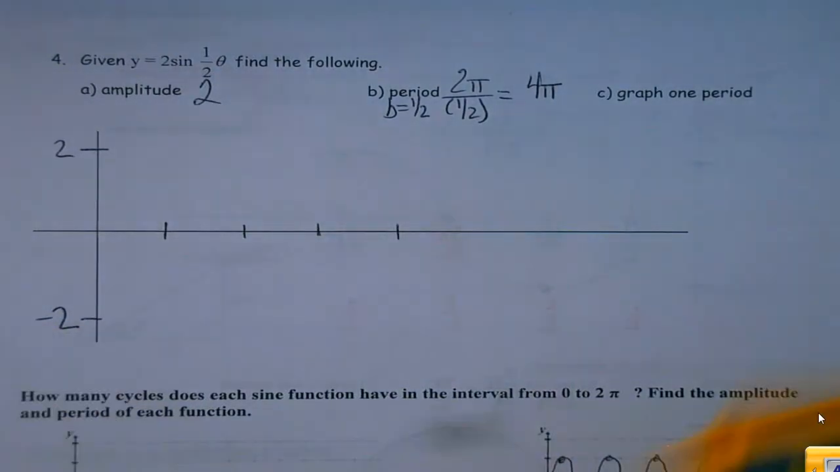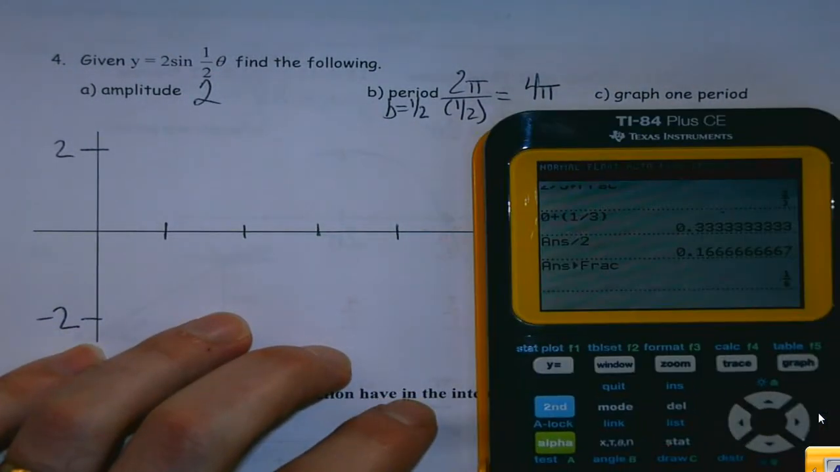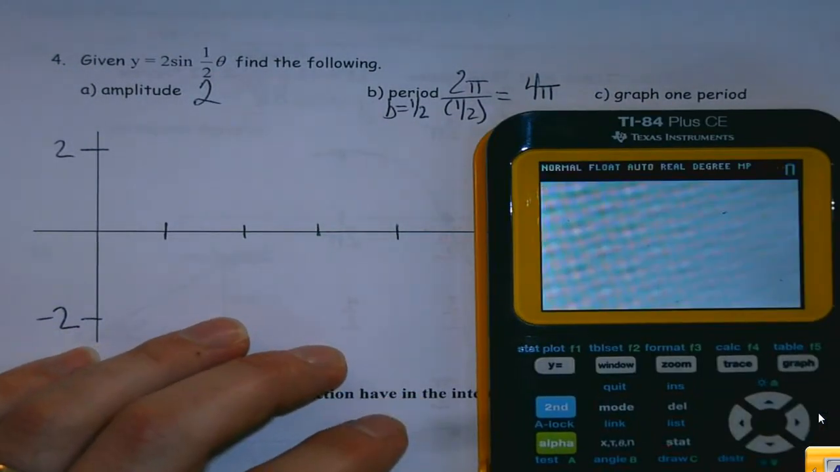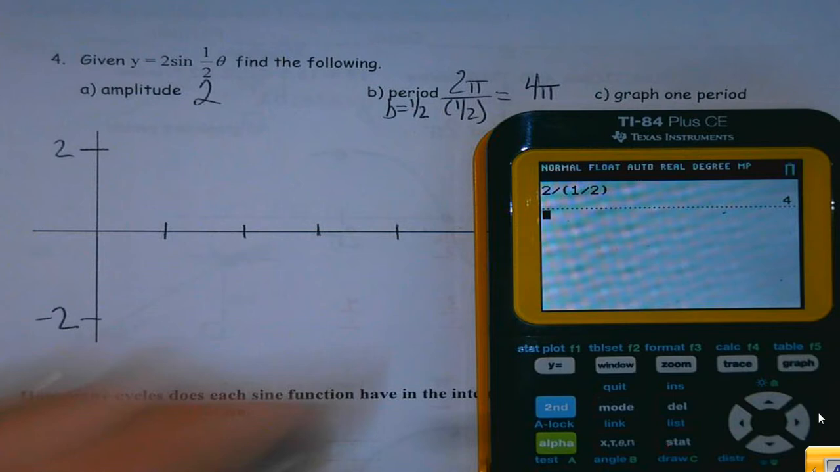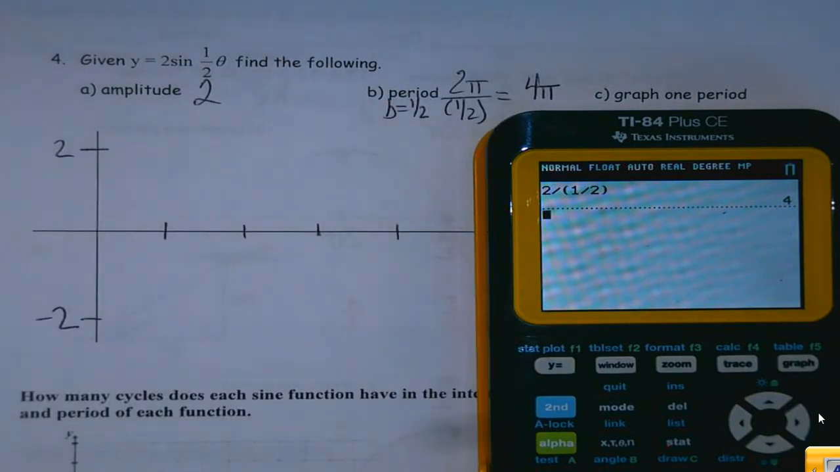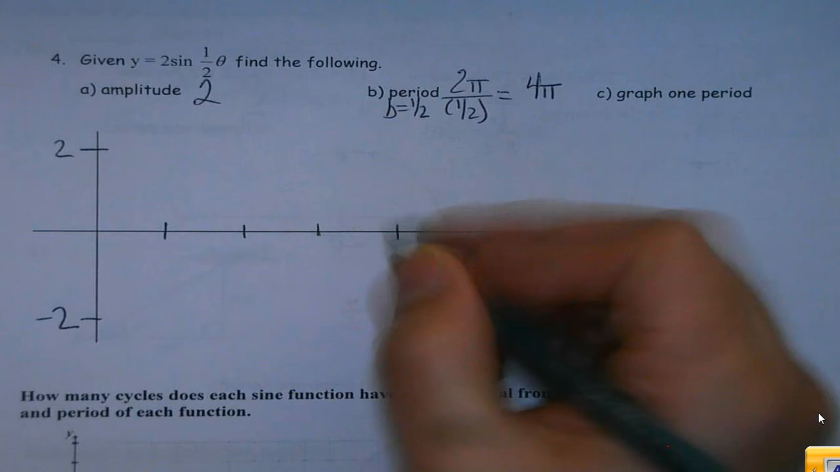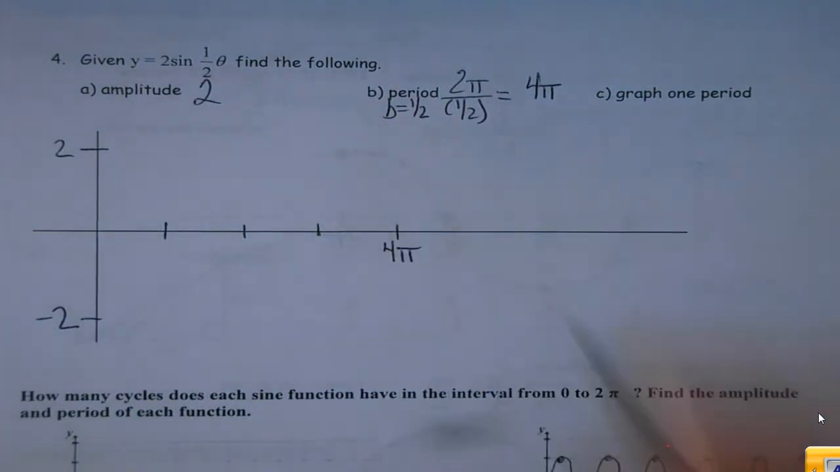If you're not comfortable playing the mental math on that, not a big deal. 2 divided by 1/2 is 4. I could get it that way as well. Okay, but I've got to remember parentheses if I'm going to do it that way. I don't even think we're going to need the calculator anymore for this one.